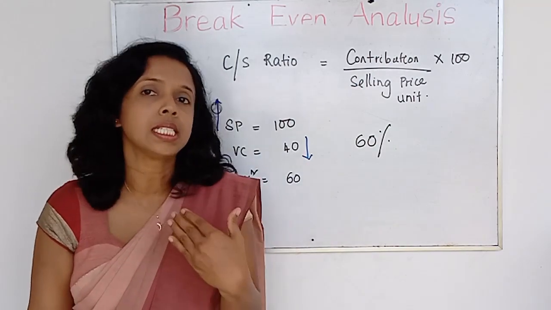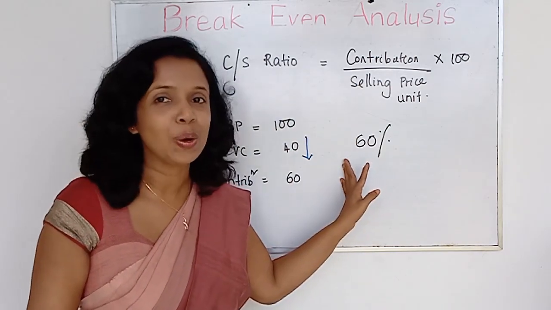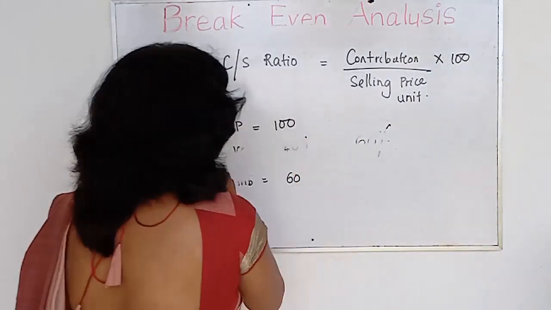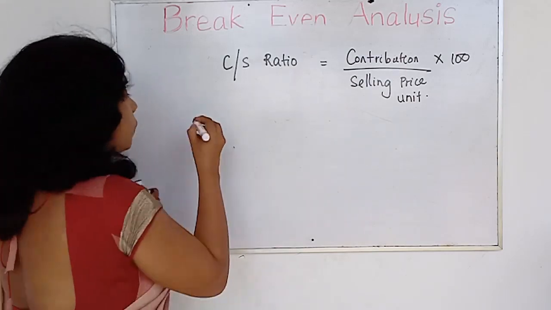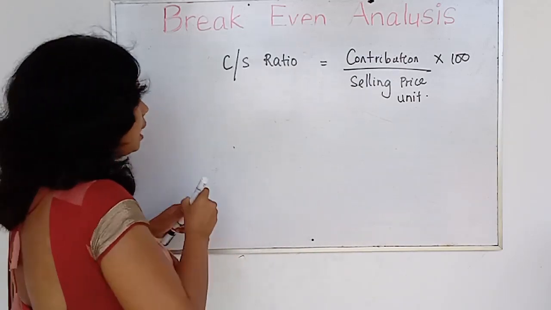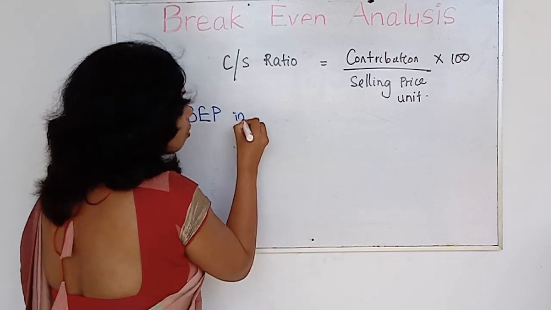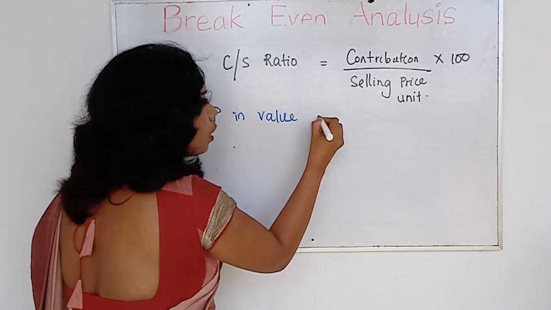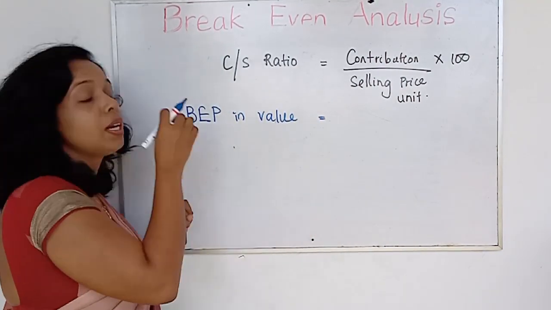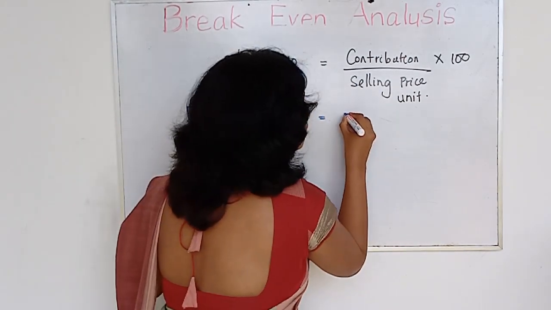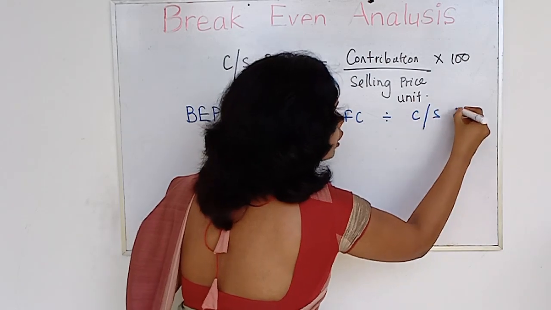For that, in the business, we need to have an idea about our CS ratio. But in the break-even analysis, why do we need to learn about the CS ratio? To calculate the break-even point in value. How do you calculate break-even point in value? You know how to calculate break-even point in units. It is fixed cost divided by contribution per unit. Now break-even point in value, it is fixed cost divided by CS ratio.